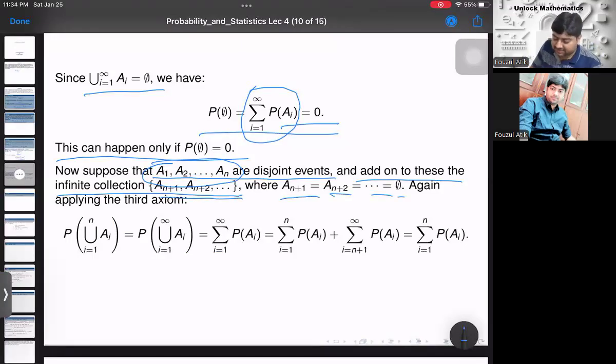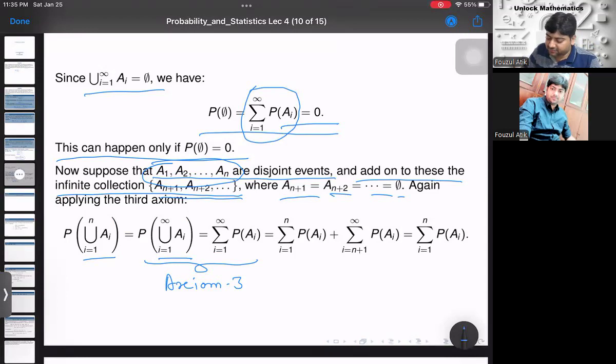Then we have the probability of the union for i equal to 1 to a_i. This union, I can also write as the union for i equal to 1 to infinity of a_i. Correct? So their probability should be the same, because after n plus 1 onwards, all of them are null events, so I can certainly write that. But from here to here, I can easily apply axiom 3. Axiom 3, I can say this thing.